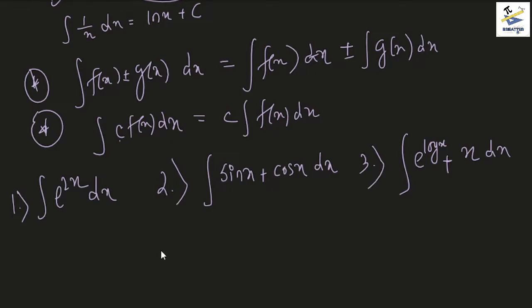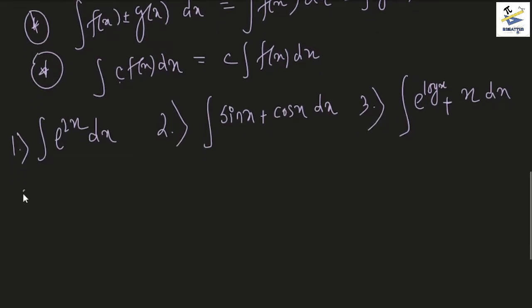So let us try to evaluate all three of them. The solution for 1, as you can see, is the integral of e to the power 2x dx. What we can do here is write e to the power 2x dx equals e to the power 2x divided by 2 plus c, right?